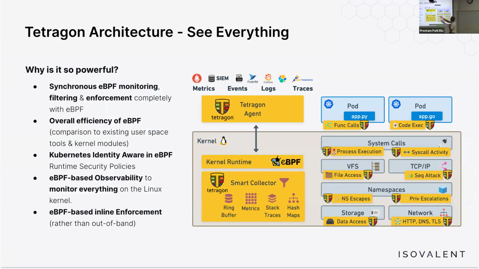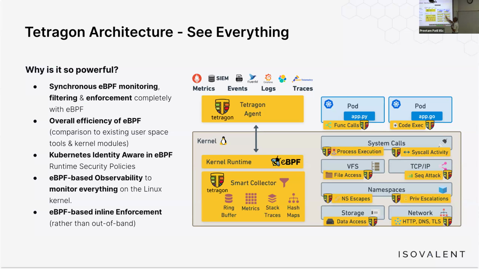So this is why, like I said, you can do inline enforcement. Rather than having to wait, you can act on it at runtime. These are some of the use cases you can look at. You can have syscall activity, privilege escalations, namespace escapes, file access, whatever it is, Tetragon will be able to expose that in front of the security actors.